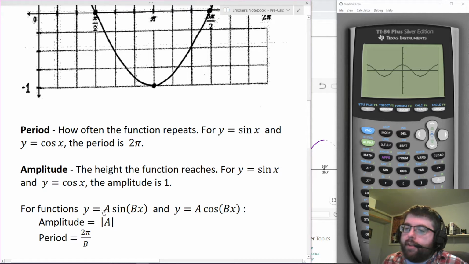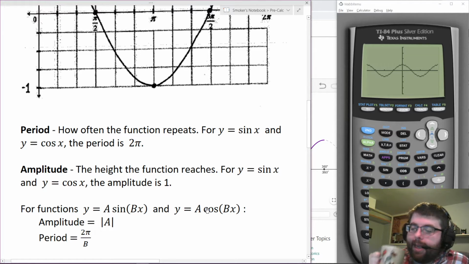Whatever this value is, and you can see on the original function that if there's nothing there, then a 1 is there. So whatever that a value is, that's the amplitude. If there's a 2 in front of the sine, then the amplitude is 2. And if it's a -2, the amplitude is still 2, because we take the absolute value of whatever that value is in front of the trig function. Same with cosine. Whatever the number is in front will determine the amplitude.